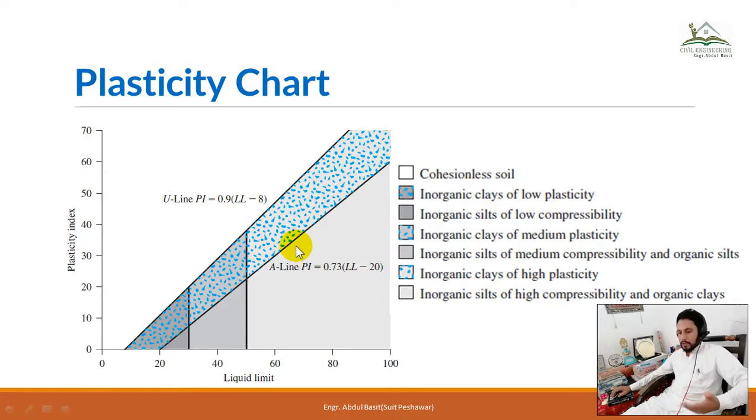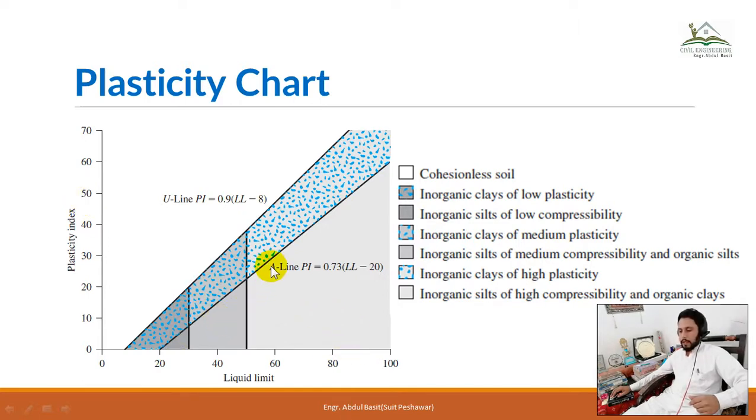But how this chart is plotted is simple. We have two axes. This is the abscissa, and on the ordinate we have the plasticity index. We have different values for liquid limit and for plasticity index.